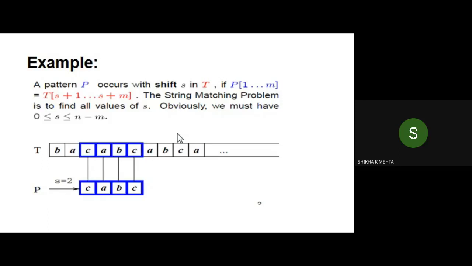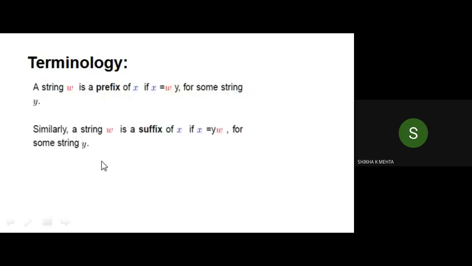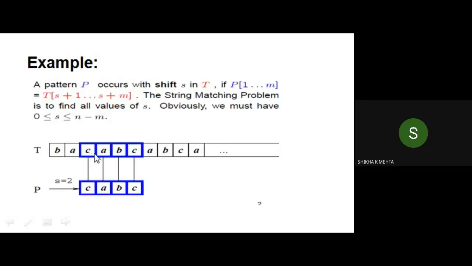So you can say here we have a text B, A, C, A, B, C, A, B. Here we have B, A, C, A, B, C, A, B, C, A.